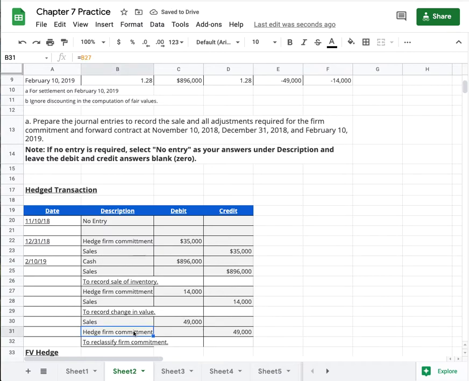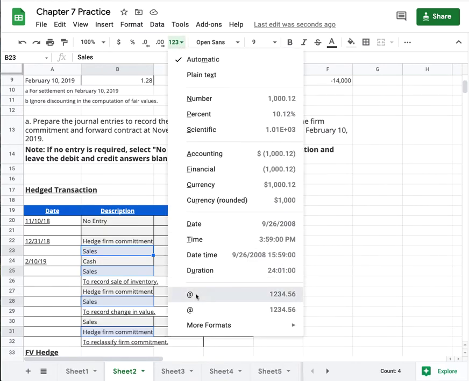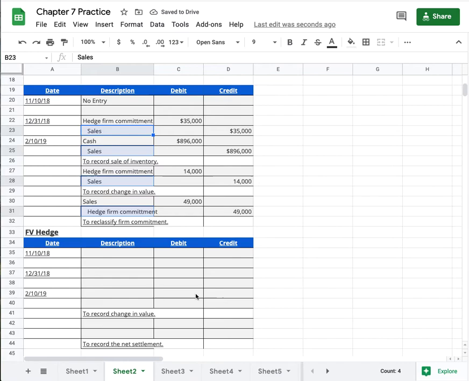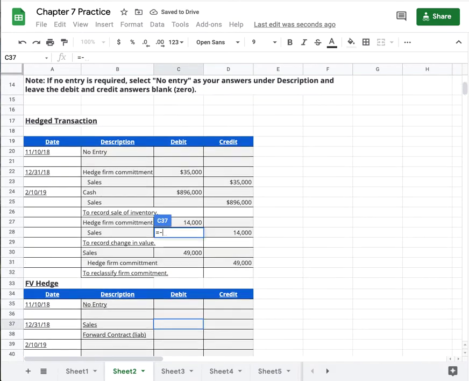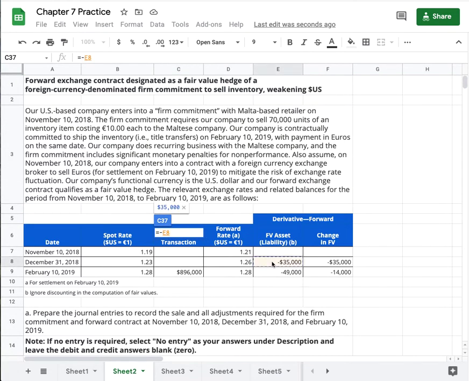Okay, and let's indent these really quickly, just so that we can see the debits versus the credits a little bit better. Okay, so now down on our fair value hedge, the same thing, we're going to have no entry on November 10th. On 12/31, we're going to have a debit to sales and a credit to the forward contract, and that's your liability. For the $35,000.